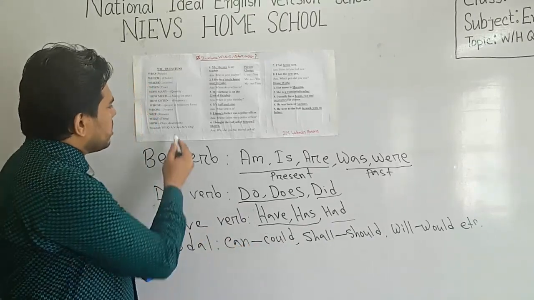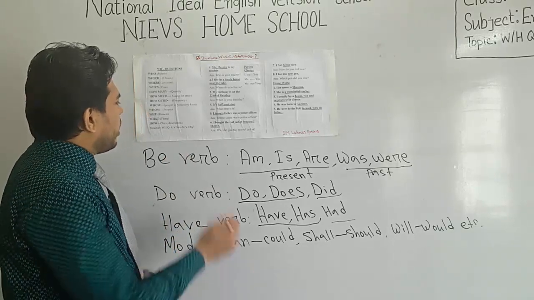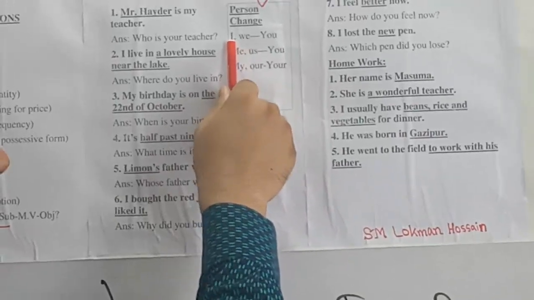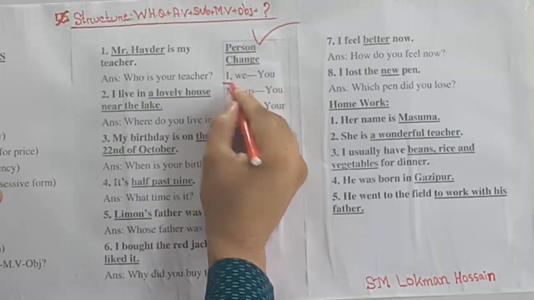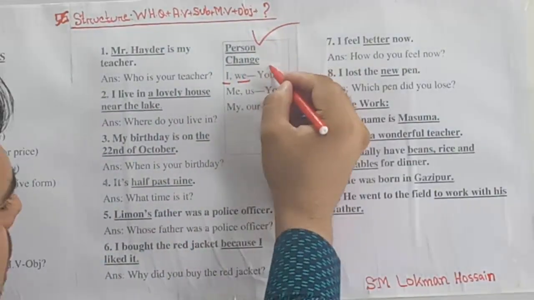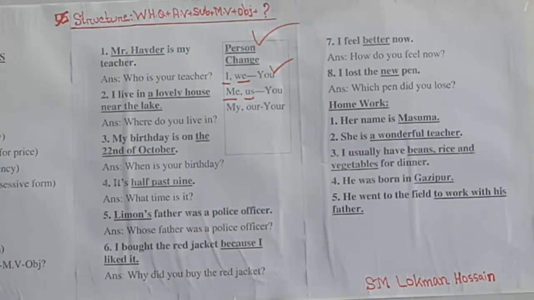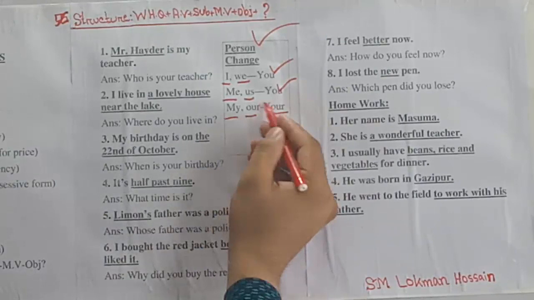Next step is subject. You have to write the subject, and for selecting the subject you have to maintain these person rules. If I or we is given in your statement or assertive sentence, then you have to write you. If me or us is given, you have to write you. If my or our is given, this my or our will be replaced by you.